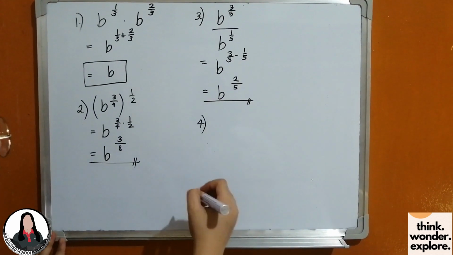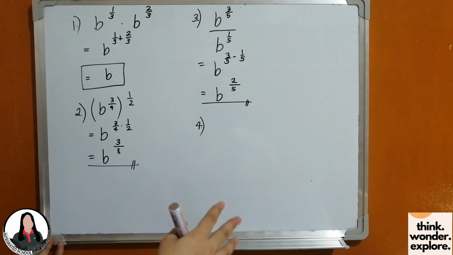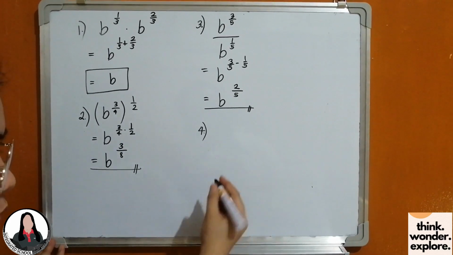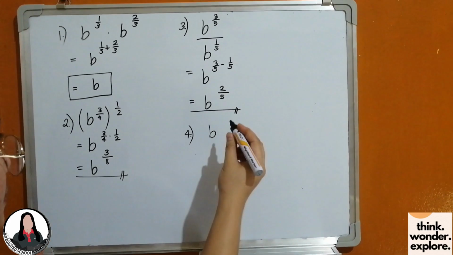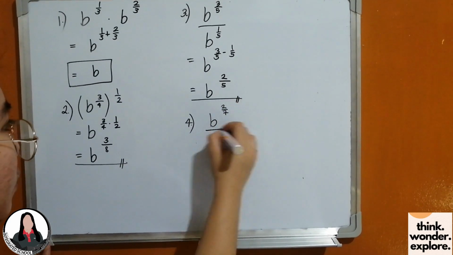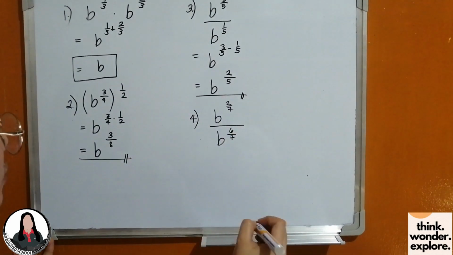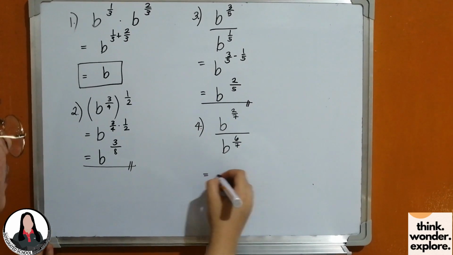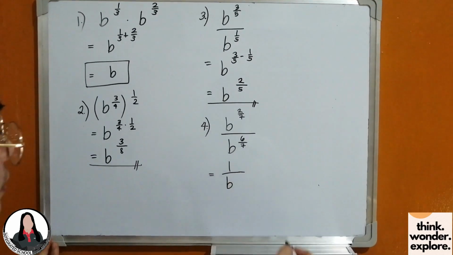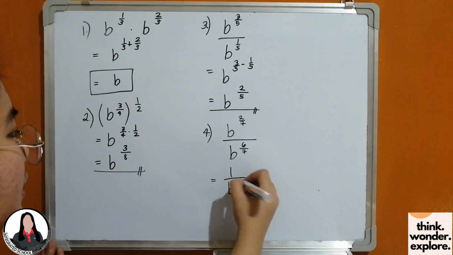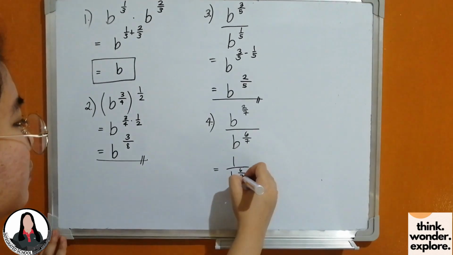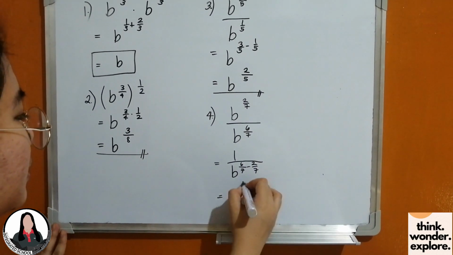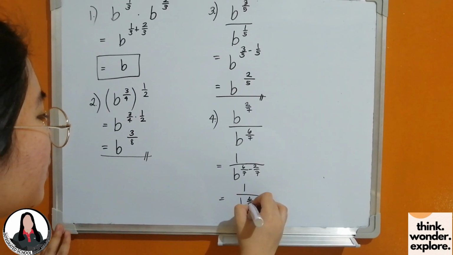Now, for the fourth example, this is also under the quotient rule. However, kung mapapansin natin, mas malaki ang exponent ng denominator kaysa kay numerator. So, we have this given b raised to 2 over 7 all over b raised to 6 over 7. For this case, we have to get the reciprocal of the common base. So, this will become 1 over b, and then, tsaka natin i-perform ang ating subtraction ng exponent sa denominator. So, this will become b raised to 6 over 7 minus 2 over 7. Simply, that is 1 over b raised to 4 over 7.